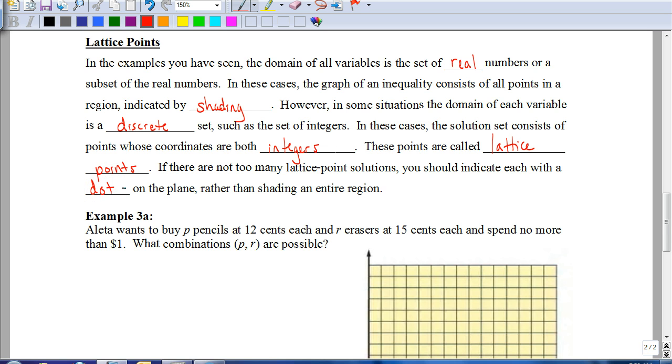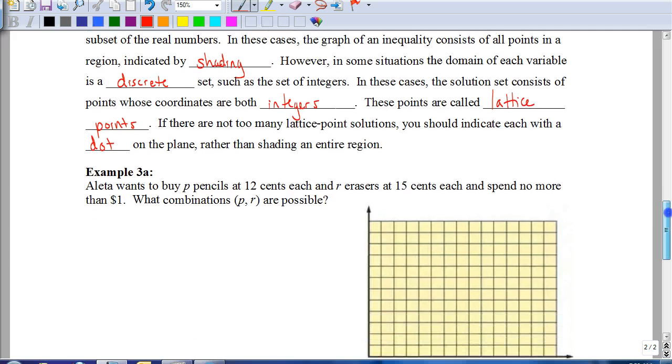So let's look at a story problem here. Alita wants to buy P pencils at 12 cents each and R erasers at 15 cents each and spend no more than, we're going to change this to $1.20. What combinations of P and R are possible?